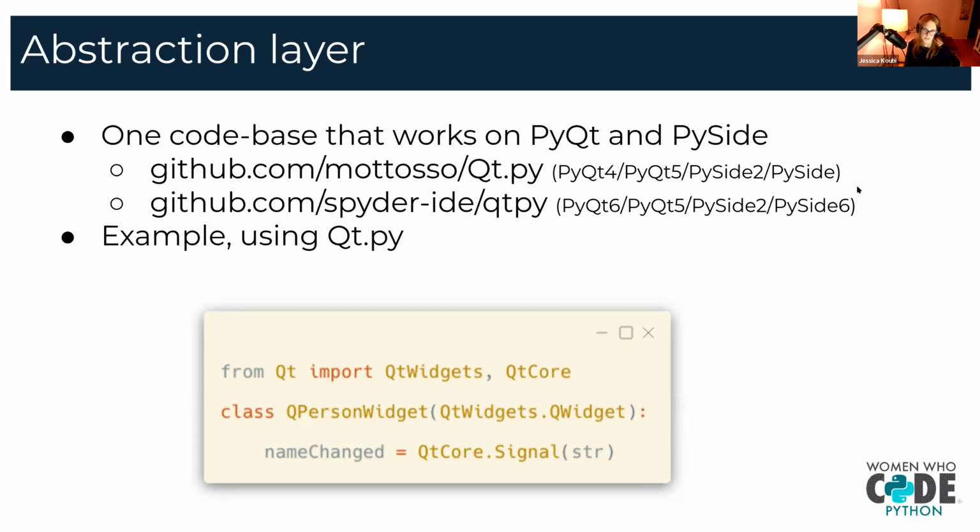If you use more recent libraries, you can just use that one. And I gave you an example using Qt.py. So as you can see, instead of doing from PySide 2 or from PyQt 5, you just do from Qt and you import what you need.